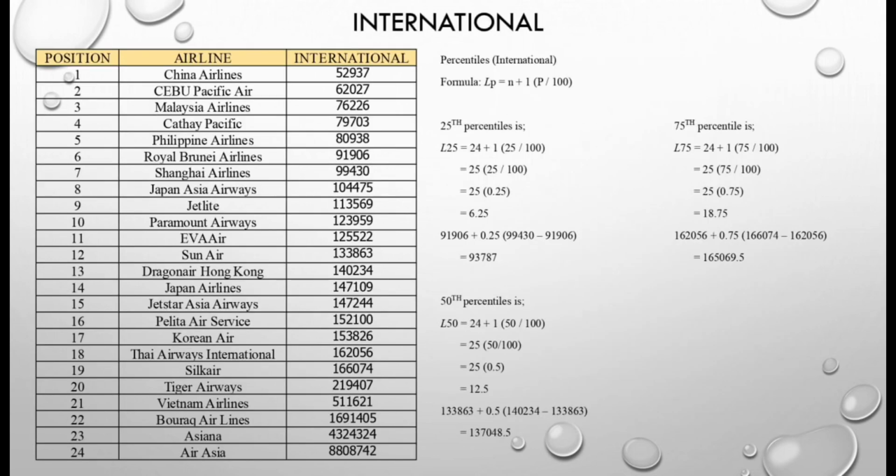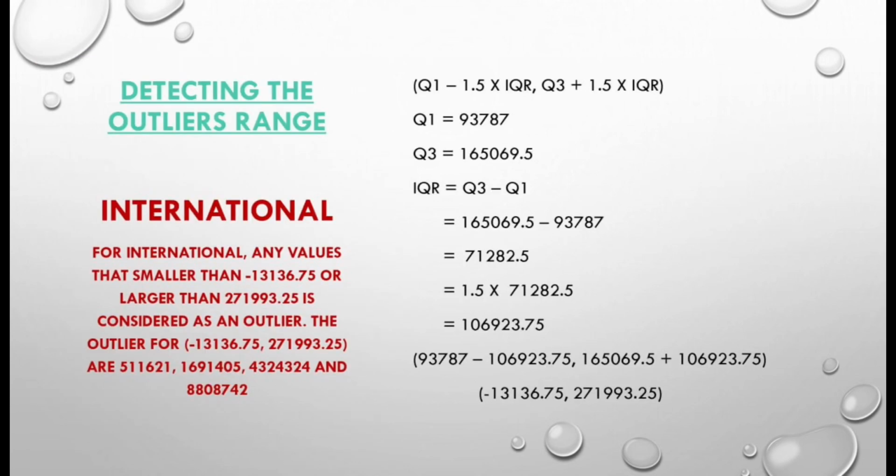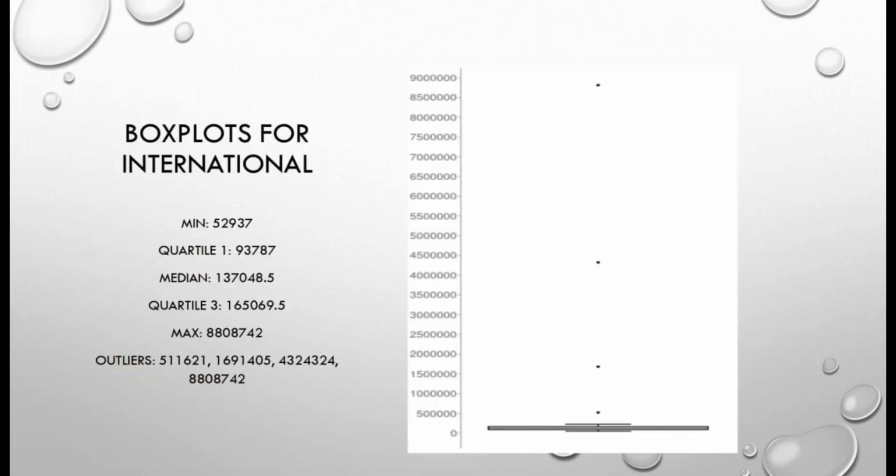For the percentiles of international, the first quartile I got 93,787, the median 137,048.5, and the third quartile I got 165,069.5. The outlier ranges for international are 511,621, 1,691,405, 4,324,324, and 88,088,742. Last but not least, this is the box plot for international.